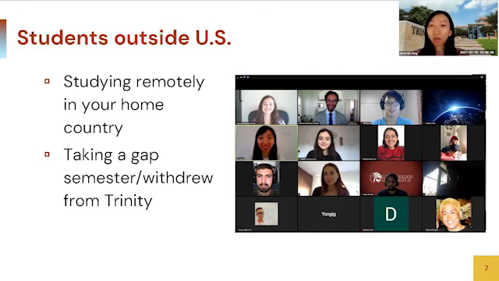If you take a gap semester from Trinity, you won't have an F1 status. Then you do not have to apply for CPT to be able to work off campus. You may do another type of authorization if you wanted to work for a US employer.